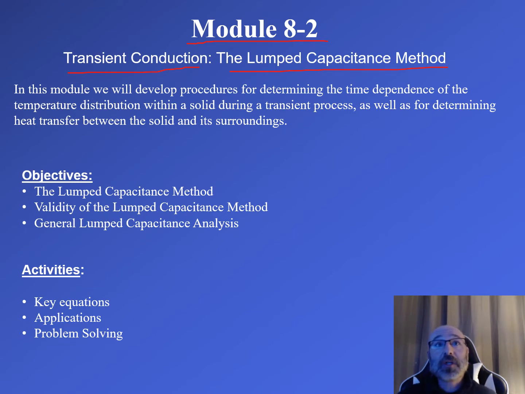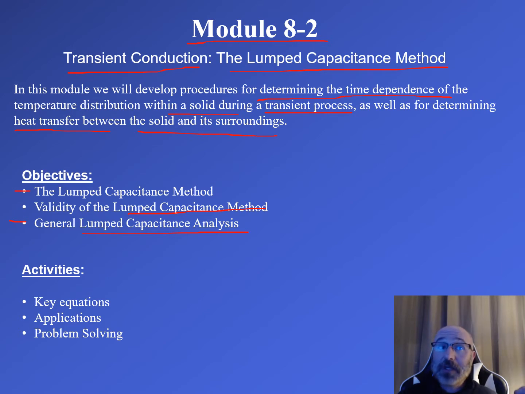So within this module, we're going to develop procedures for determining the time dependence of the temperature distribution within a solid during a transient process, as well as for determining our heat transfer between a solid and its surroundings, which will bring in a little bit of convection as well. So objectives within this module, we'll go over the lump capacitance method, talk about the validity of the lump capacitance method, and then get into some of the general lump capacitance analysis.